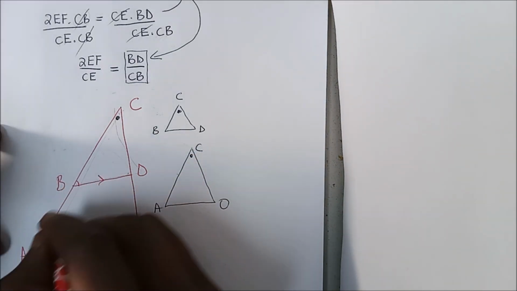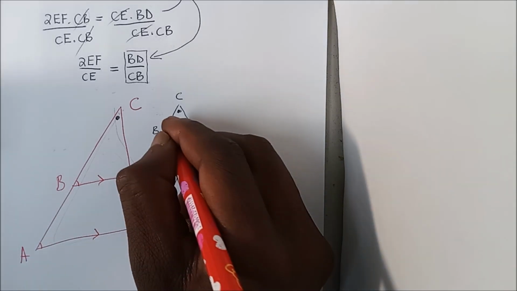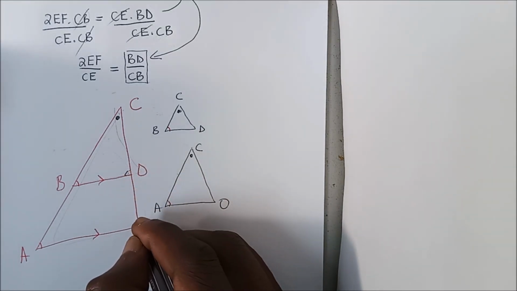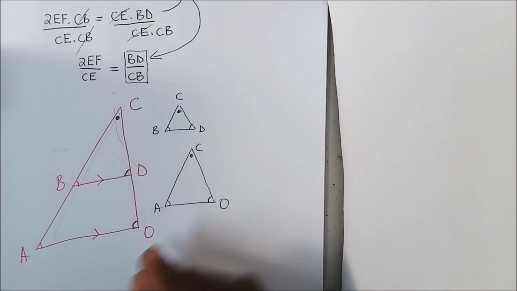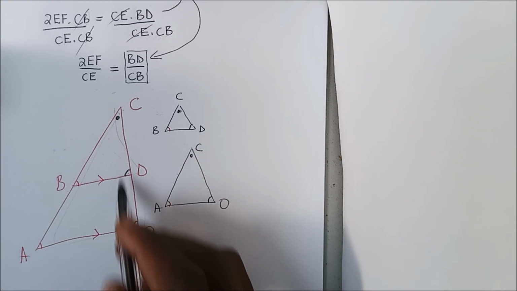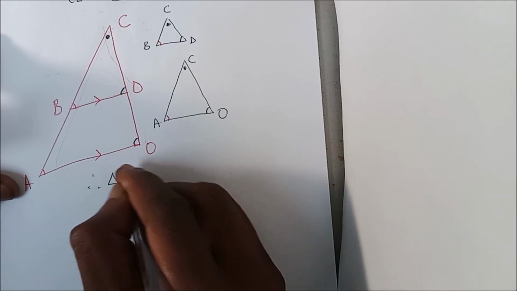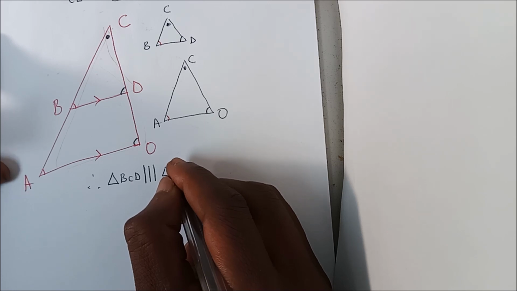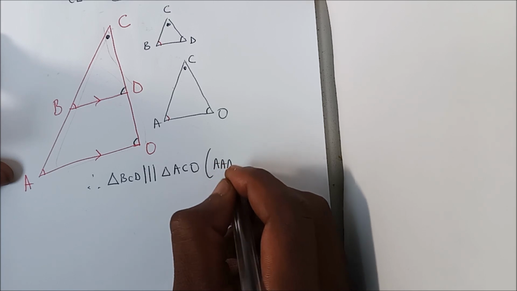And notice something. What can you say about this angle and that angle? Yes, they're equal. Reason being corresponding angles because of the parallel lines. So that means that angle is also equal to that angle. Are you aware on the other side it's going to be the same thing? And then the reason will still be the same, corresponding angles. So now, what do you say about the two triangles? So, triangle BCD is similar to triangle ACO. I don't know if you can see that. The reason will be angle, angle, angle.